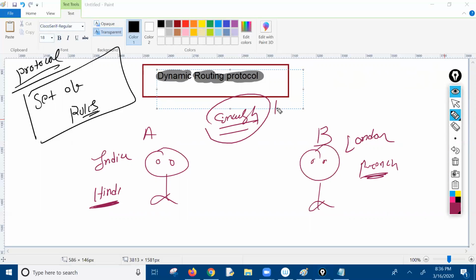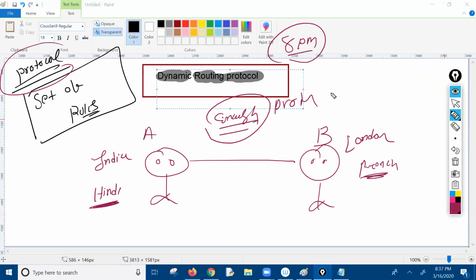English is the protocol or rules, we can say that. So if you know English, then we can communicate. Otherwise, we cannot communicate. The same thing happens with the router. For example, if you want to attend this training, you have to come at 8 o'clock, right? Then you can attend. This is the rule of this training classroom, right?